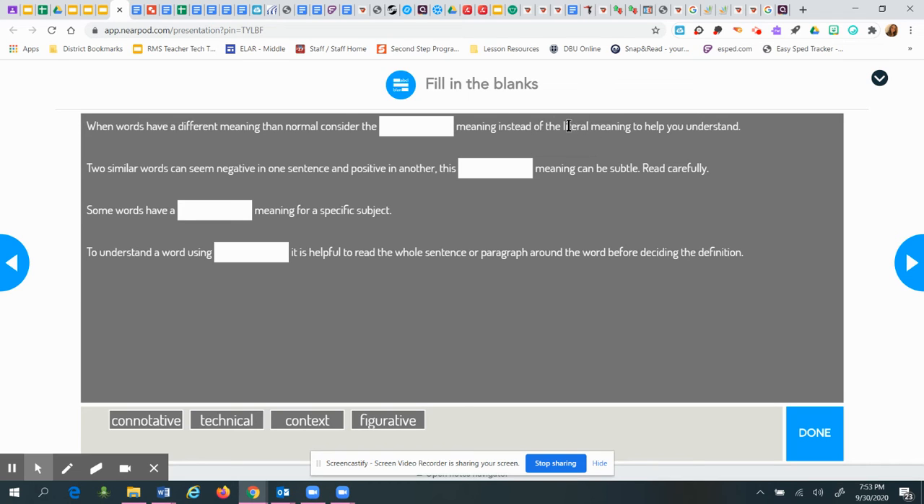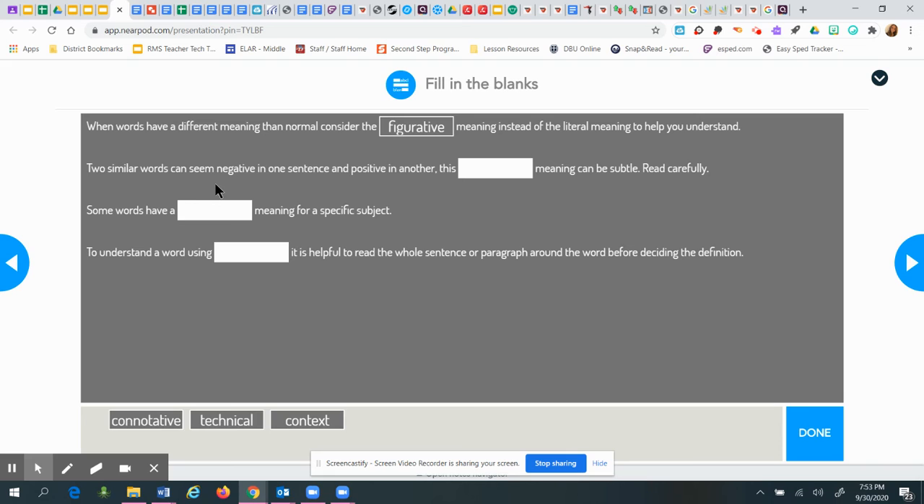Okay, so when words have a different meaning other than the normal meaning, it says here instead of the literal meaning. I know that literal means whatever I say, it is. So if I say it's raining cats and dogs and I'm talking literally, that means cats and dogs are falling from the sky and it's raining. But this is saying it's opposite than that. And what they call something like raining cats and dogs would be an idiom, and that is actually part of figurative language. So take figurative and put it in that box.